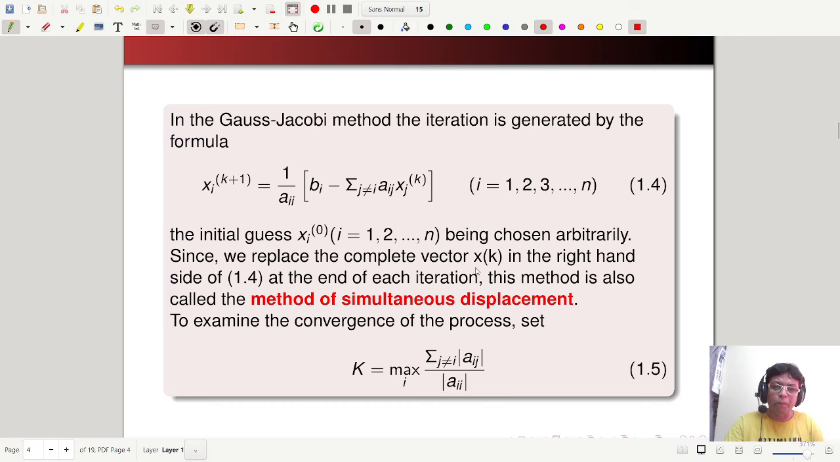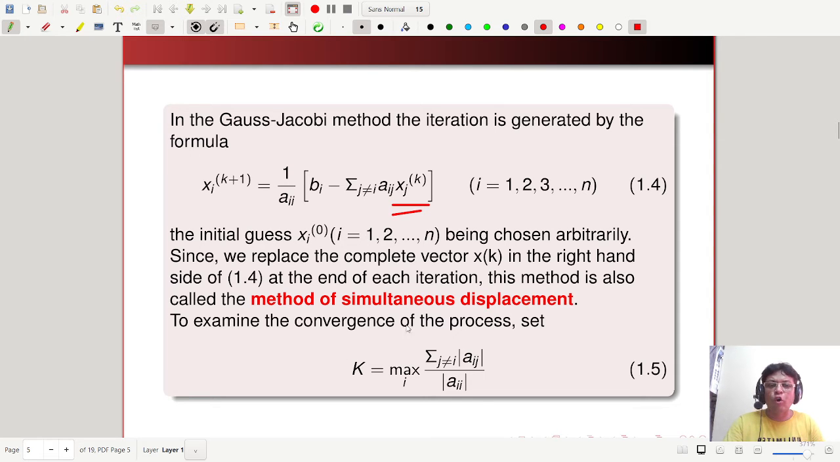Since we replace the complete vector x^(k) on the right side of 1.4 at the end of each iteration, this method is also known as the method of simultaneous displacement. That is why this method is known as the method of simultaneous displacement. So for the first iteration, you have to calculate all the values of xi. Then you substitute these values in the next iteration, and so on.